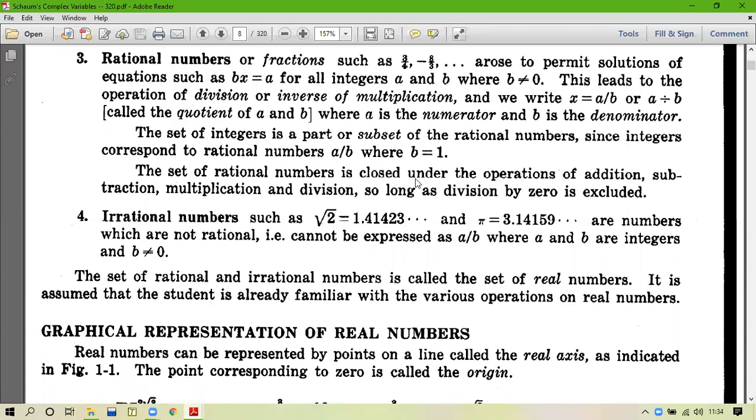For example, 1 by 3 is equal to 0.33333. Then we can't say which one is the last number, because it will repeat an infinite number of times. When we see that the last number is repeated, then the number is said to be repeating.